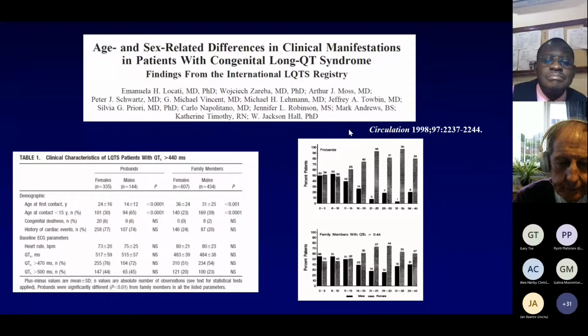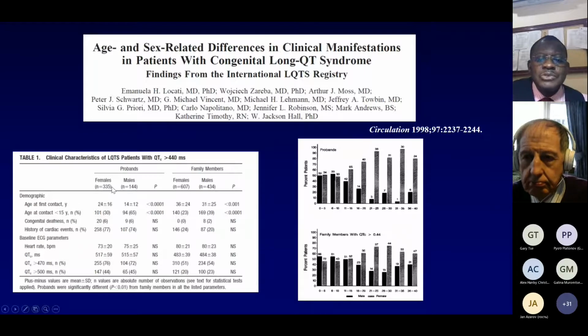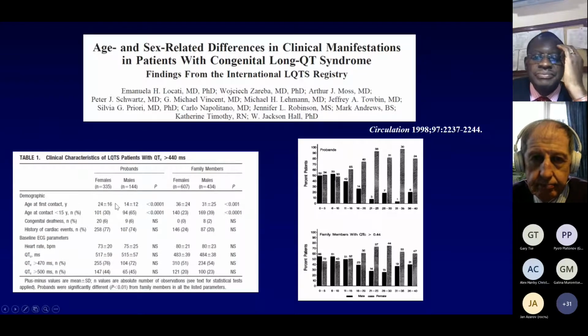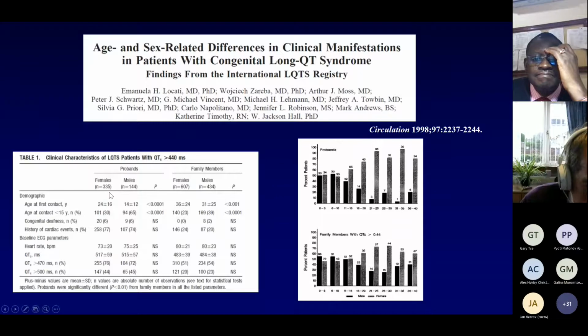What is interesting, because there is predisposition of finding women with long QT, especially after puberty, and they represent the vast majority of patients identified with QTc above 440. But we looked at that time, with Emanuela Locati being first author, at the group of probands, and a proband is the first identified member of the family: 330 women and 144 males. And here we have their family members, respectively 600 and about 400.